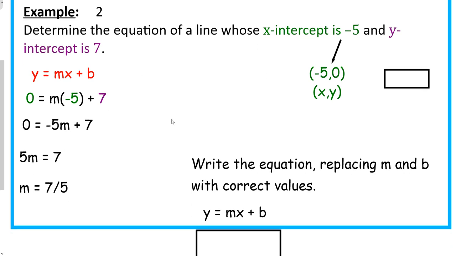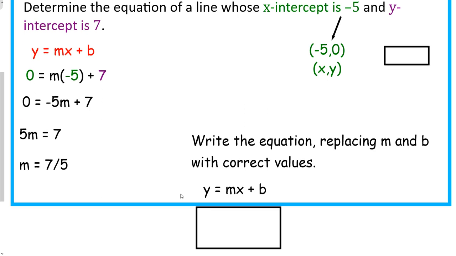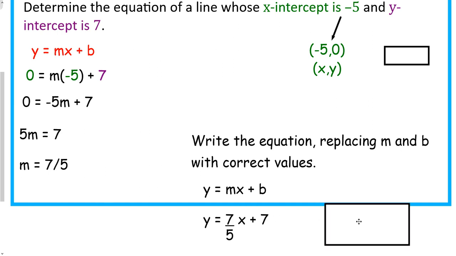And it's asking you to write the equation. So we're going to write it in the y equals mx plus b form. And when you're writing an equation in that form, you need to replace the m with your slope and the b with your y-intercept. And we have both of that information. Okay, y-intercept was 7, that was given to us, and the slope we just found to be 7 over 5.